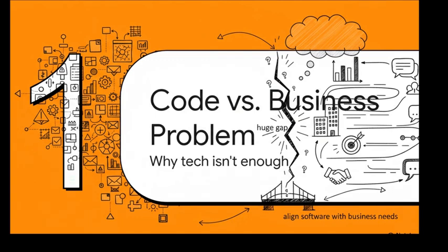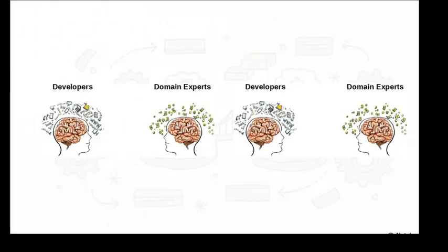The reason our brilliant code sometimes falls flat is because there's this massive chasm between the world of tech and the world of the business itself. And this slide just shows the divide perfectly. Over on one side, you've got us, the developers, thinking in databases, APIs, design patterns, and all that good stuff. And on the other side, you have the domain experts, the actual business people, who are thinking about things like supply chains, regulatory compliance, and customer workflows. It's like we're speaking completely different languages.